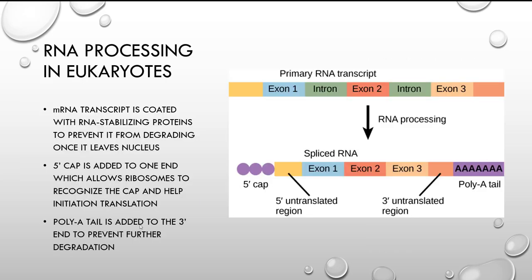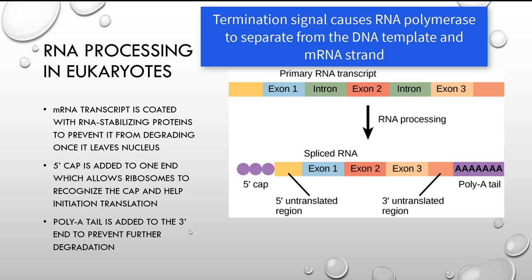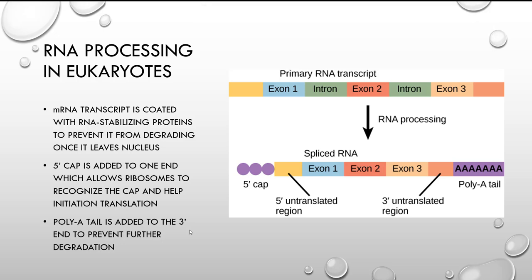All right, so let's move on. Let's go back to the eukaryotes. With the eukaryotes, just like with the prokaryotes, there is a termination signal at the end of the gene, which is just a sequence of DNA, just like what we saw with the prokaryotes. But with the eukaryotes inside the nucleus, we're not done yet. The mRNA still needs to go through what's called RNA processing before it can leave the nucleus and attach to a ribosome for translation to take place.